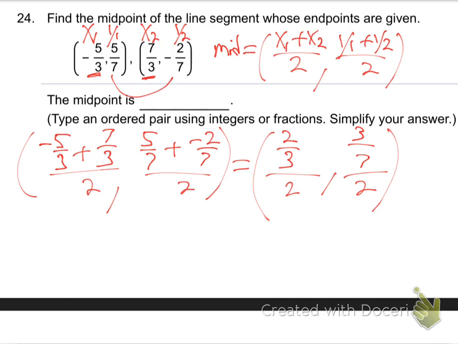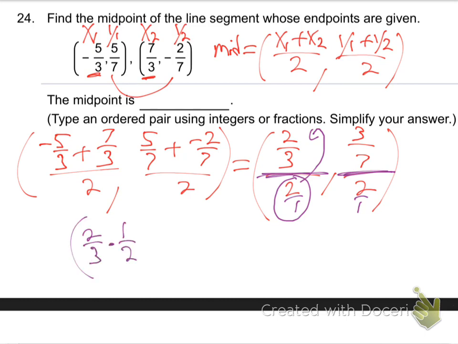Okay, now what do we do with that? How do we clean that up? Well, this is the big dividing bar here. So on the bottom, these are really 2 over 1. So remember, dividing is upside down multiplying. So you grab that guy and flip it up. So it'll become 2/3 times 1 over 2. Right? When it flips, it goes upside down.